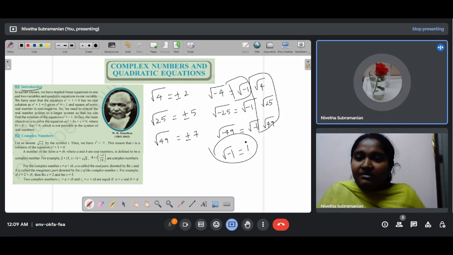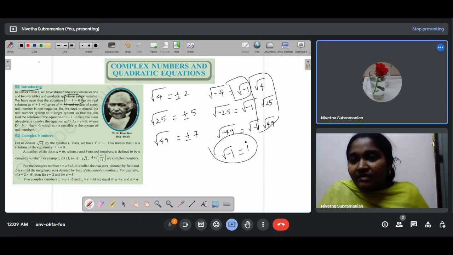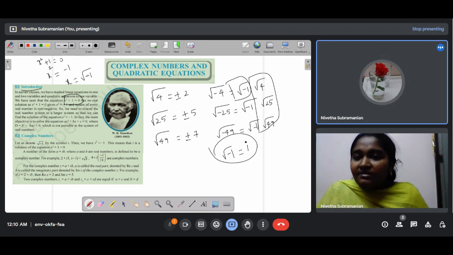Introduction. In earlier classes, we have studied linear equations in 1 and 2 variables and quadratic equations in 1 variable. When we come to solve the equation x square plus 1 is equal to 0, we don't have a real number solution, because we can rewrite this equation as x square equal to minus 1, that is x is equal to square root of minus 1. Since we don't know the value of root of minus 1, we cannot say a particular real number solution for this equation, right?